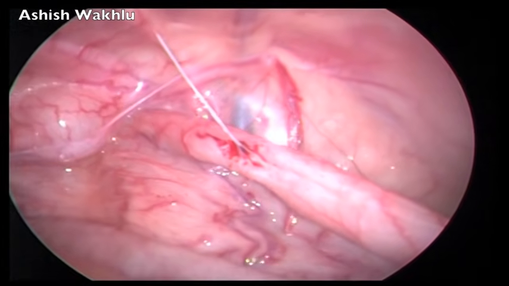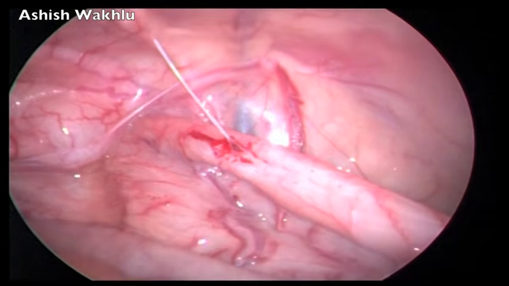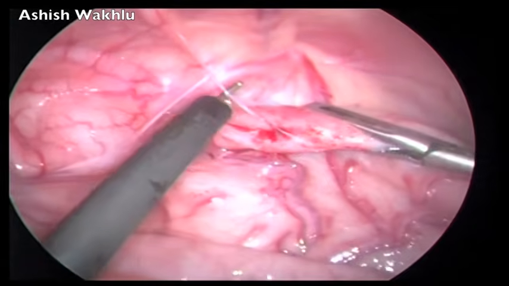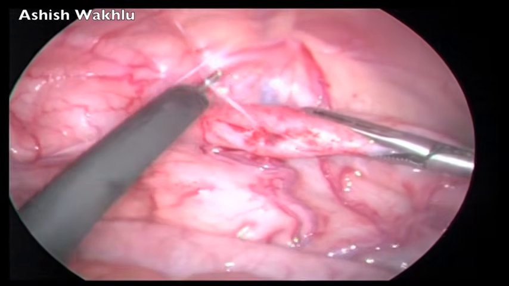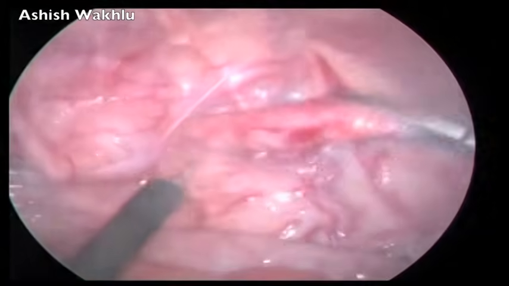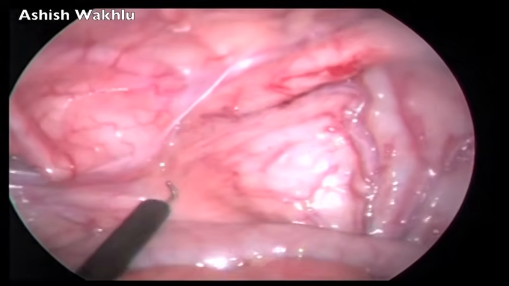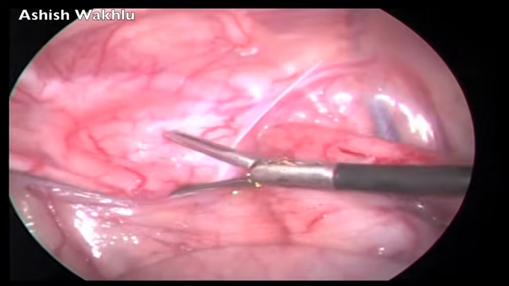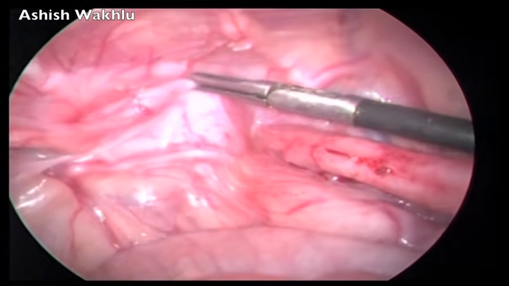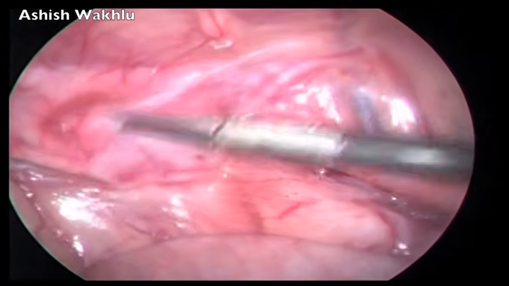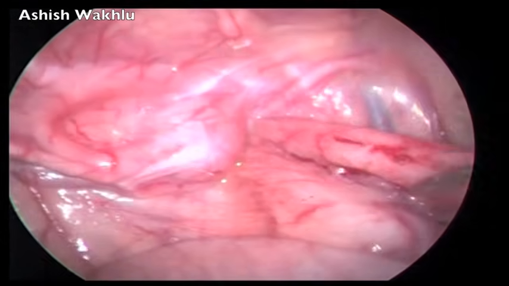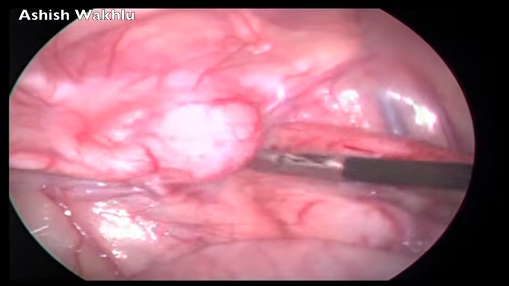A grasper is used to divide the single point adhesion. Visualize the bladder and the vas deferens.